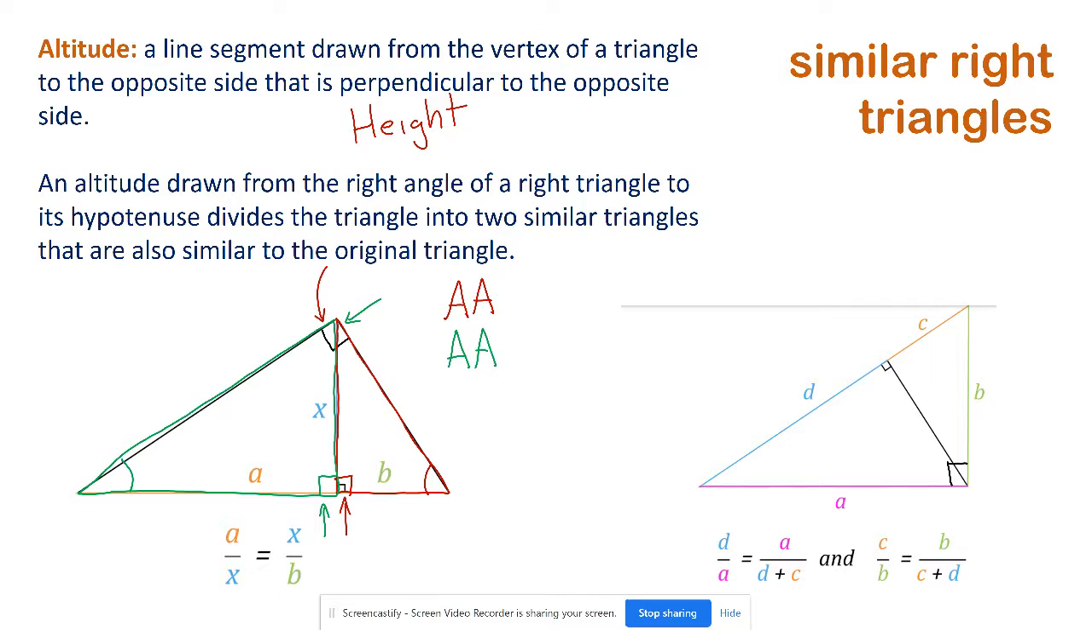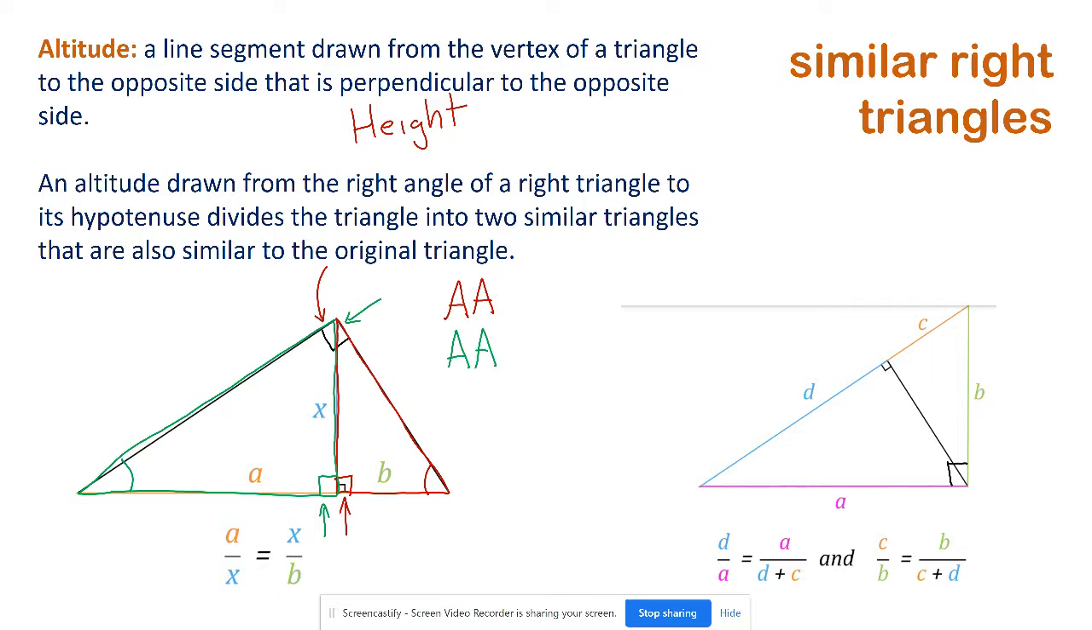And so if the green triangle and the red triangle are both similar to the big triangle that we started with, that means they also have to be similar to each other. So when you draw an altitude on a right triangle that goes from the right angle to the hypotenuse, you end up with three similar triangles, the two new triangles that you created, and then the original triangle that you started with. So what we've been doing with similar triangles is proportions. Once you know two triangles are similar, you can use some of the information you have to find out more information about the lengths of the sides.